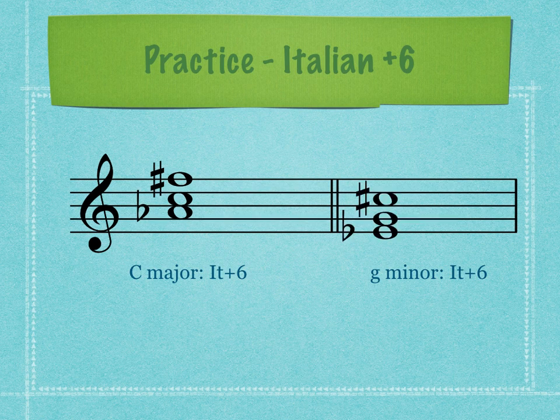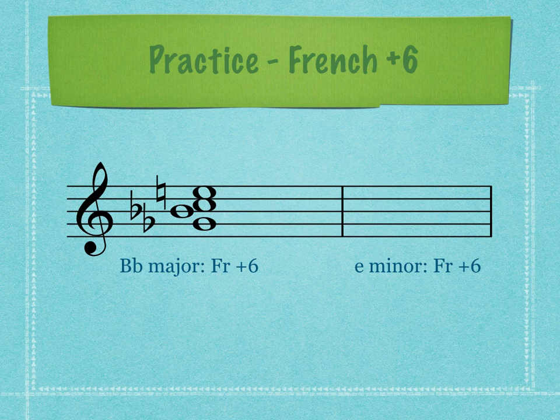You should have gotten this chord, E flat, G, C sharp, the Italian sixth chord in G minor. Let's try the French augmented sixth. I've provided the chord in B flat major. I want you to spell the French sixth in E minor. Remember to make a whole step between the tonic and supertonic, in addition to lowered scale degree 6 and raised scale degree 4. Pause the video if you need to.